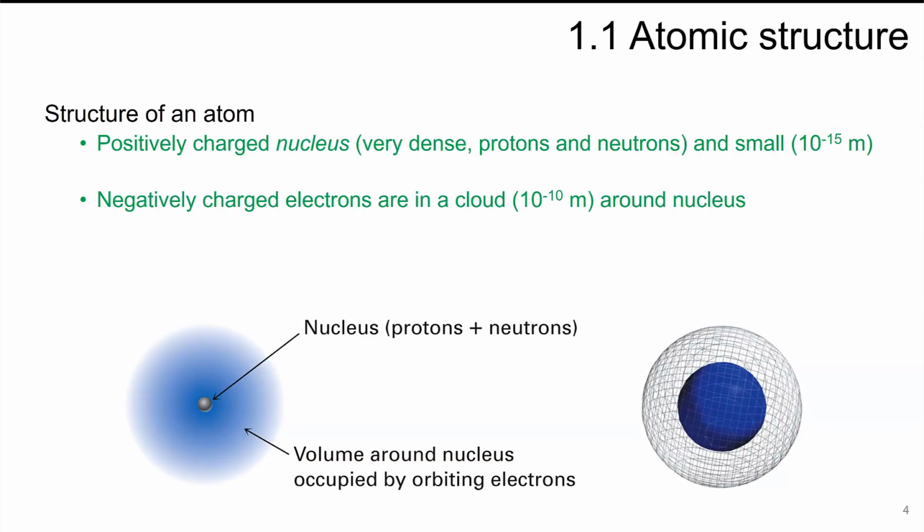If you recall from general chemistry the structure of an atom, we have a positively charged nucleus, which is in the center. It's very dense and contains protons and neutrons, and is also small at 10 to the negative 15th meters. The negatively charged electrons are in the cloud, which surround the nucleus. So you can see the nucleus here. Protons have a positive charge, neutrons have zero charge, and the electrons have the negative charge. So you can see the negative cloud surrounding the nucleus.